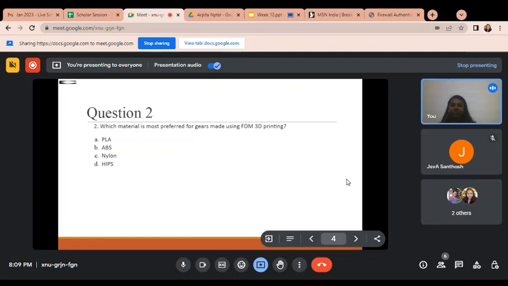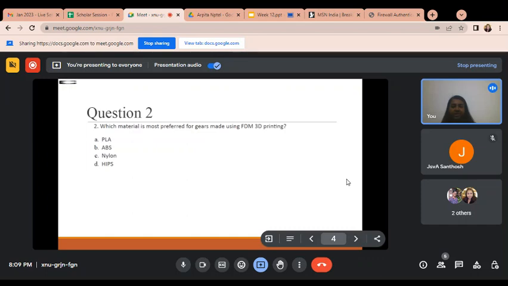Then the second question is, which material is most preferred for gears made using FDM 3D printing? Take your time and try to give the answer. FDM means fused deposition modeling. So which material is most preferred for gears made using FDM 3D printing? PLA, ABS, nylon and HIPS.